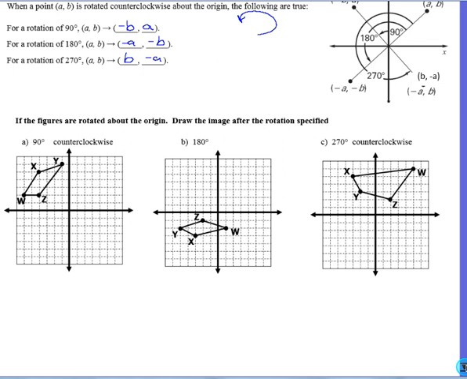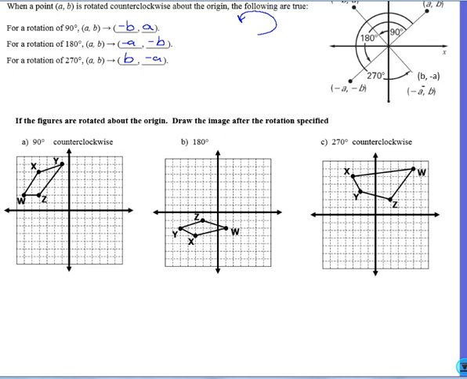Now we're going to rotate these figures about the origin, and draw the image after the specified rotation. We're going to rotate this image 90 degrees. 90 degrees counterclockwise is going to put this image down here. So I know my final product should end up in this quadrant of the grid.